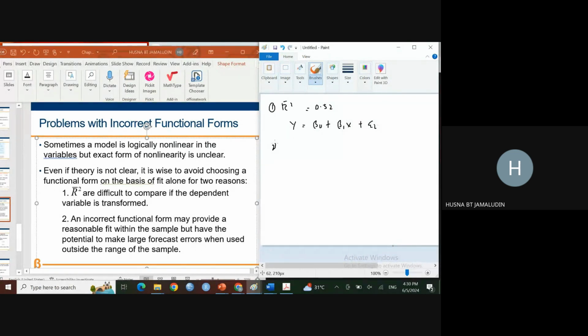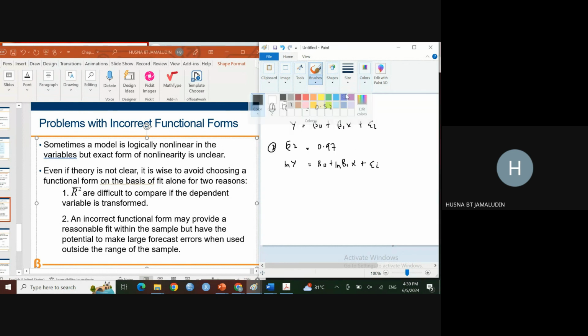And then this is your equation 2. Your R bar square, you got 0.97. Wow, you think that your model can actually explain 97% of the changes in Y, right? So you think that this is good. This is how your equation looks like: maybe you have ln Y equals beta naught plus beta 1, maybe you want to put ln as well, x plus epsilon.